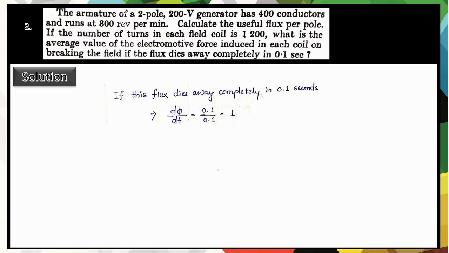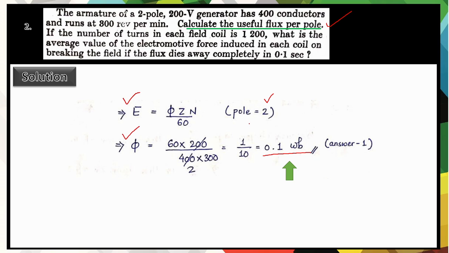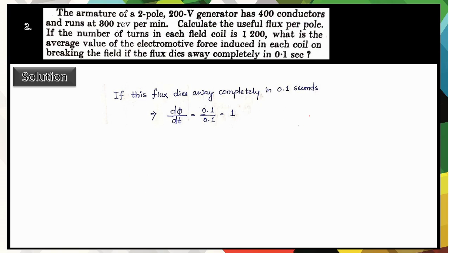It says if the flux dies away completely in 0.1 second, we can calculate d phi by dt. Here we have calculated phi equal to 0.1 Weber. If the flux dies away, the change in flux is 0.1 to 0, meaning the change is 0.1, and the time is 0.1 second. You divide it by time, so finally it becomes 1. So d phi by dt is nothing but 1. We have calculated it here.